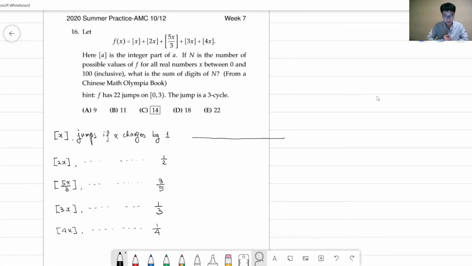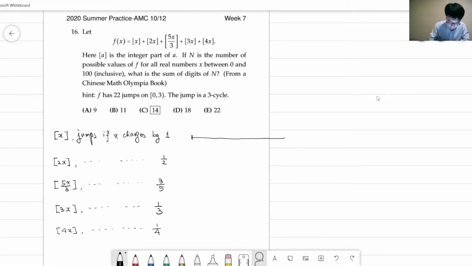So here we consider the small interval from 0 to 3, because 3 is a common multiple of these numbers: 1, 1/2, 3 over 5, 1/3, 1 over 4. 3 is a common multiple of these numbers.